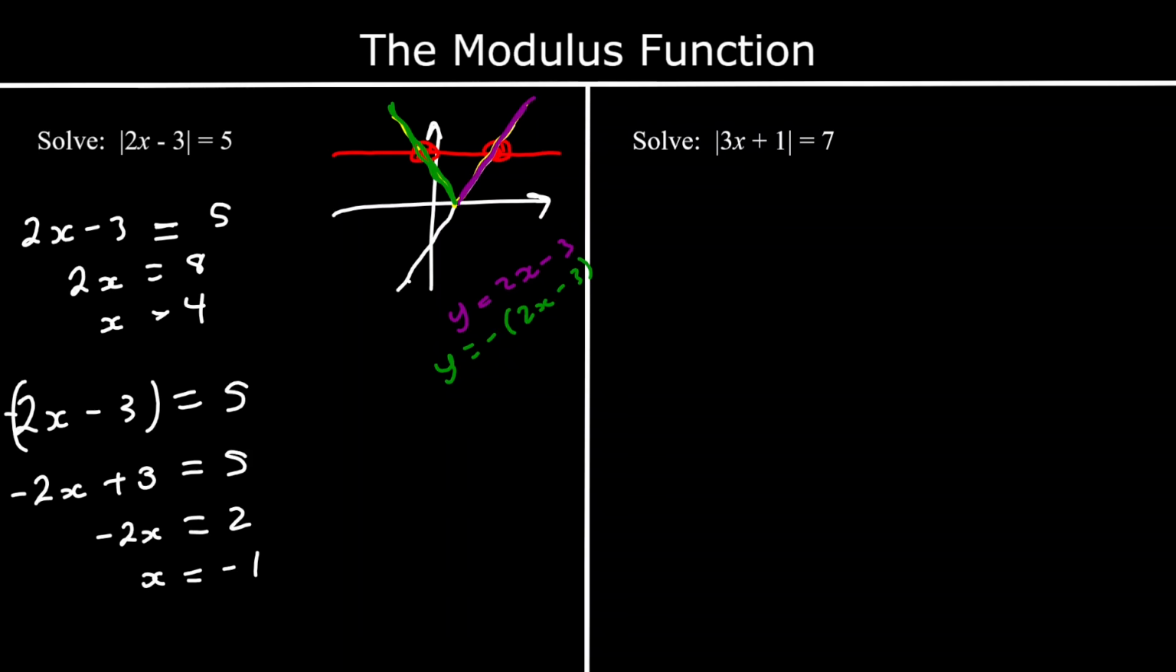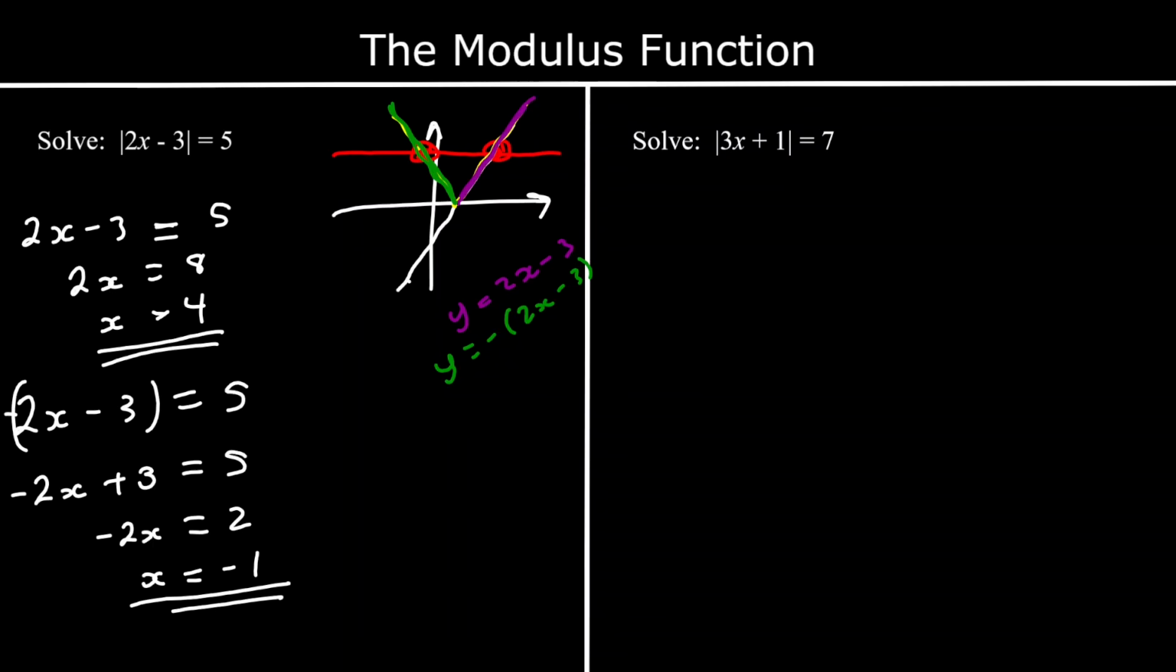So there's two solutions to it. x is 4 and x is negative 1. And one comes from the positive version, the original line, and one comes from the negative version, which is that reflected line. We can check that they both make sense. So if we substitute in 4, two 4s are 8, take away 3 is 5, modulus of 5 is 5. And for negative 1, two negative 1s are negative 2, take away 3 is negative 5, the modulus of negative 5 is also equal to 5. So we've got two solutions.